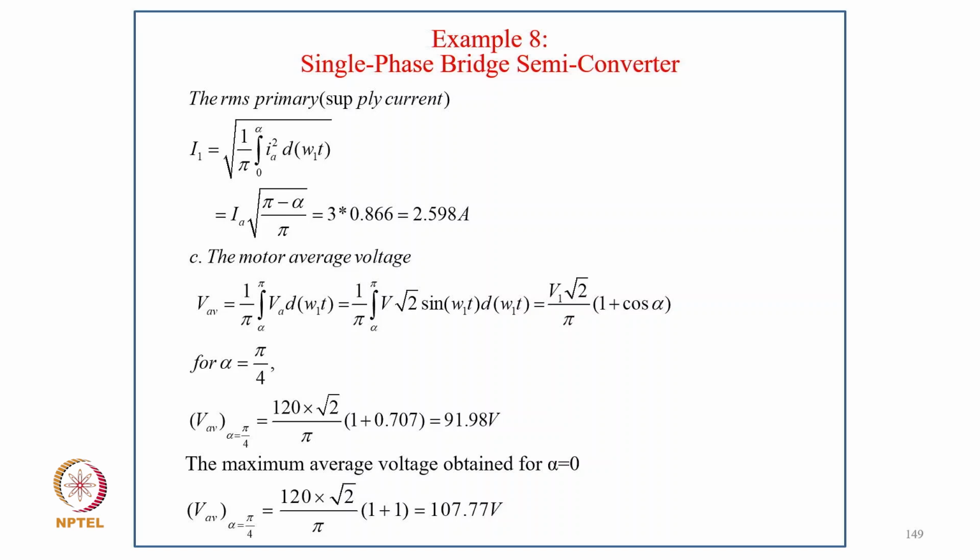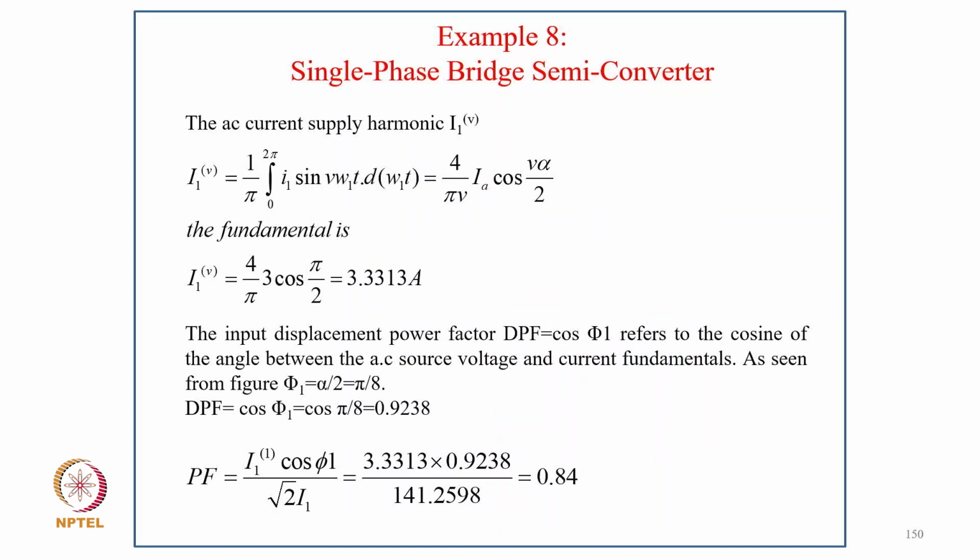The motor average voltage V average equals 1 upon 2 pi integral alpha to pi of VA, and typically it comes to V1 root 2 upon pi times 1 plus cos alpha. For alpha equal to pi by 2, the average value becomes 91.98 volt, and the maximum average voltage for alpha equal to 0 becomes 107.77 volt.